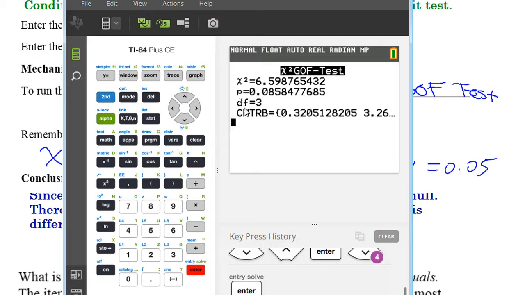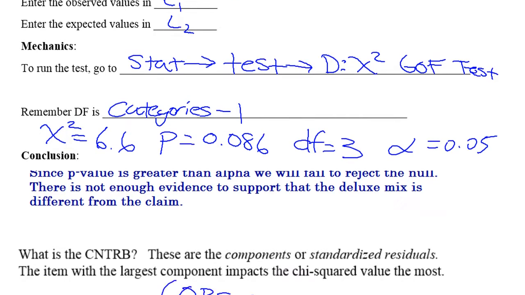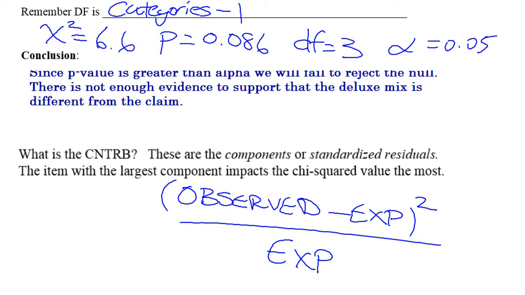So chi-squared, P, degree of freedom, and then this thing CNTRB. I'm going to talk about what that is in a moment, so just ignore it for now. You don't need to write that part down, but here are our mechanics. We'll use an alpha level of 5%, and so what would our conclusion be? Conclusion would be that since the p-value is greater than alpha, 8% is bigger than 5%, we will fail to reject the null. There's not enough evidence to support that the deluxe mix is different from what they are claiming, or that it's inconsistent.